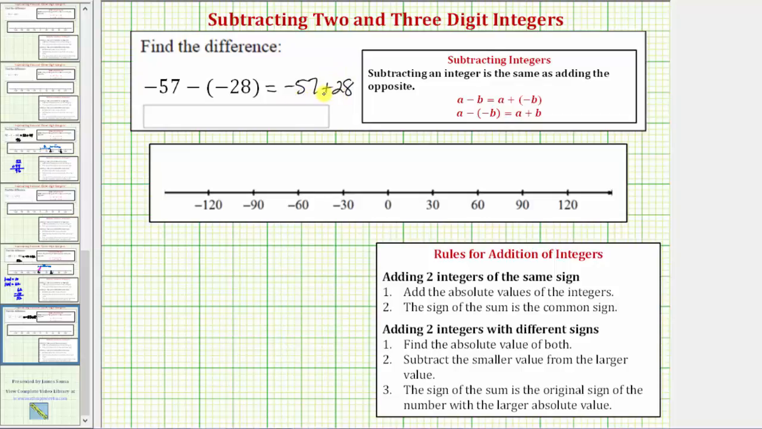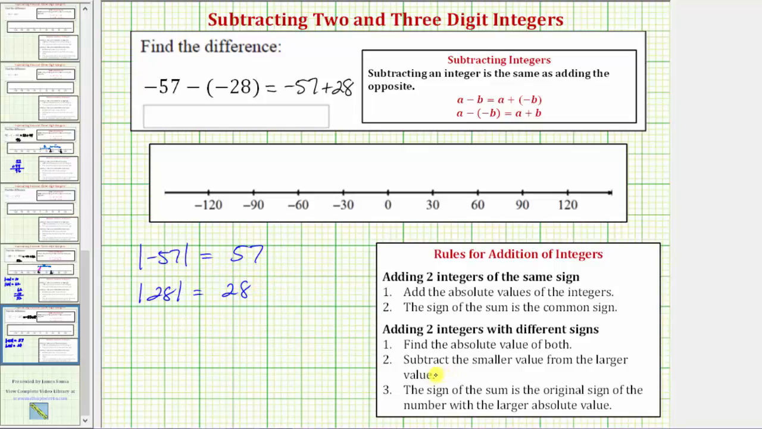To find the sum, we'll use the formal rules for adding integers with different signs, and then we'll also show the sum on the number line. So looking at our rules below, the first step is to find the absolute value of both integers. So the absolute value of negative 57 equals positive 57, and the absolute value of positive 28 is equal to positive 28. Remember, absolute value is a number's distance from 0. Absolute value is always positive.